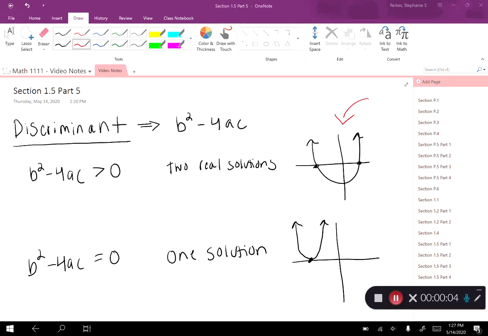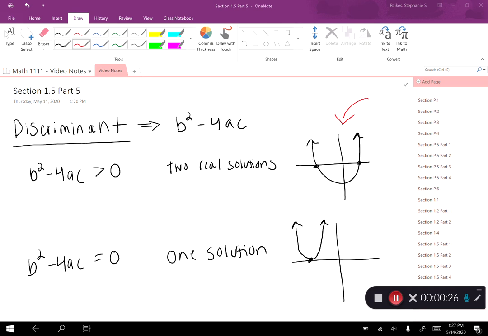In this video, I'll be going over the last material of section 1.5. I'm going to talk about two things. One, the discriminant, which tells me something about the types of solutions my quadratic equation may have. And the last item is the Pythagorean theorem. So let's begin with the discriminant.